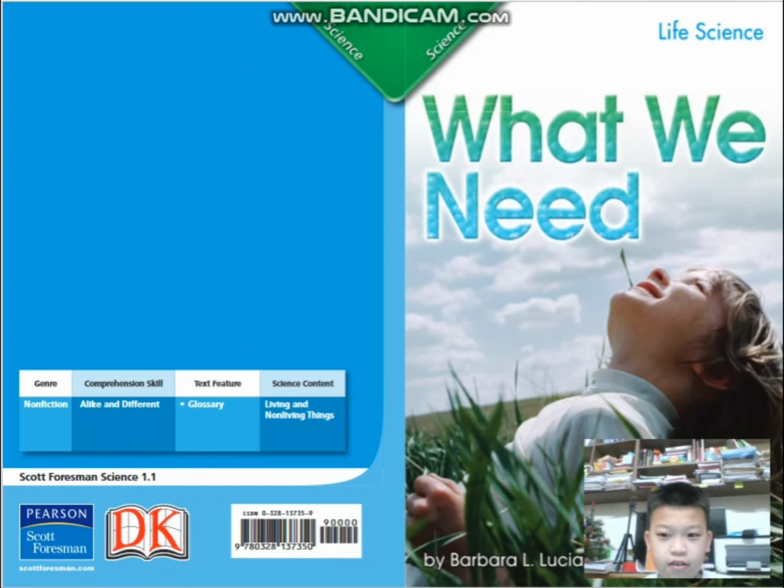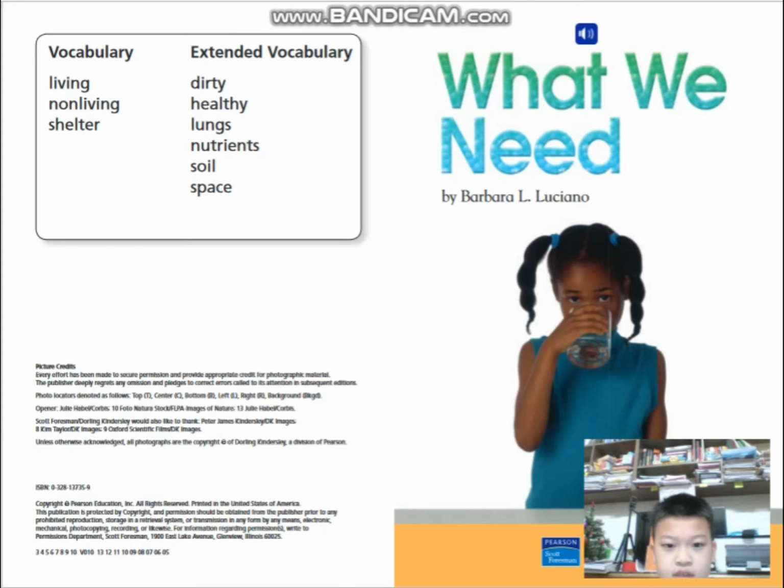Another part of living and non-living things. So here is a science subject, life science, grade 1, level 3. In this book, we will focus on what we need for living things, and we will explore more about living things and non-living things.